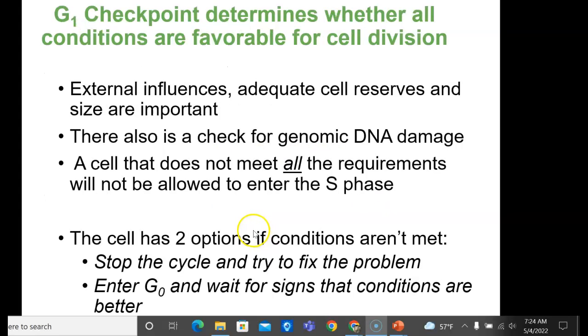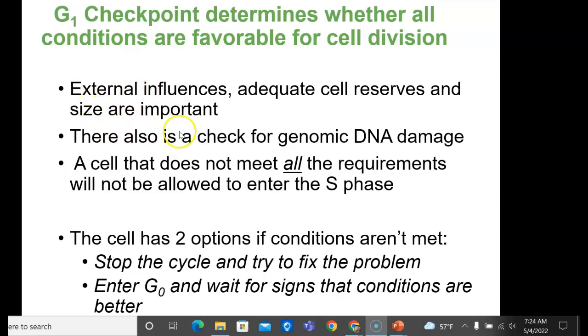So let's go forward. At G1, we know that the external factors are going to be stuff like, do we have everything that the cell needs? So adequate cell reserves. How about the size of the cell? If we lose some cells around this cell that we're talking about, that might mean that the cell is going to need to replace itself, or we need to fill in a space. So those things are external influences.